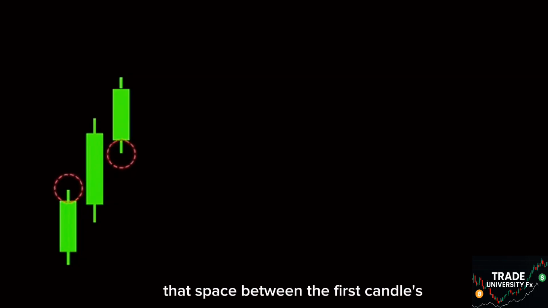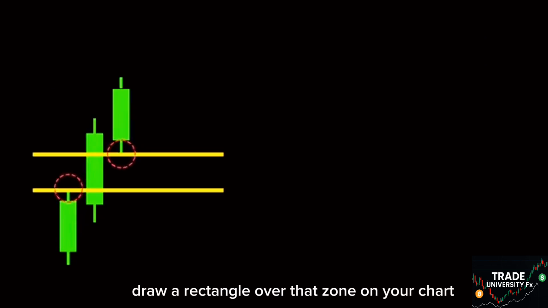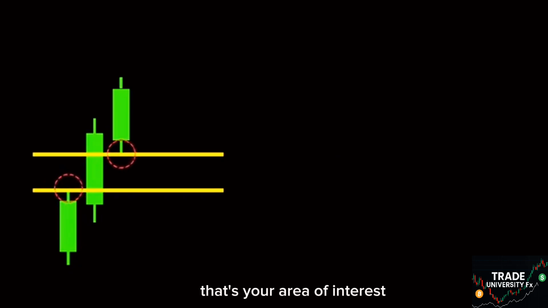That space between the first candle's high and the third candle's low is what we call the fair value gap. Once you find it, draw a rectangle over that zone on your chart. That's your area of interest.